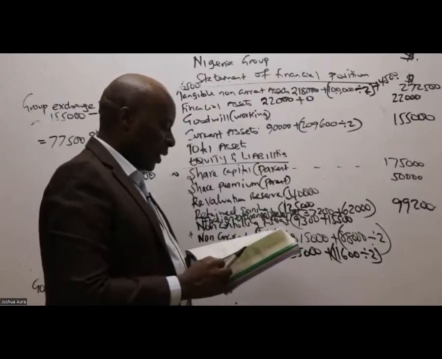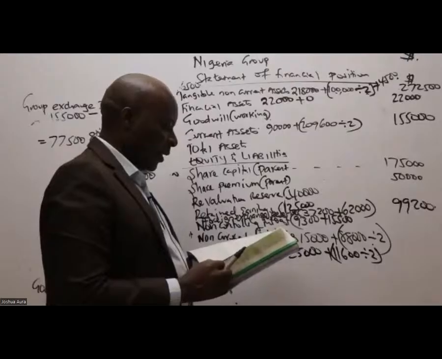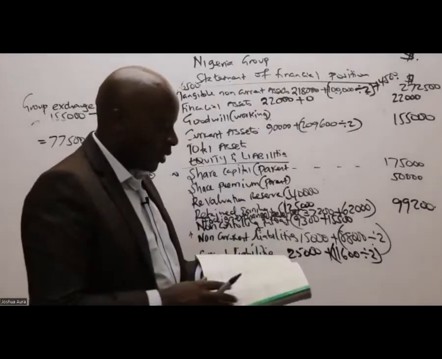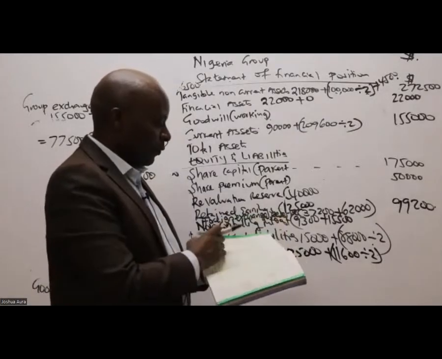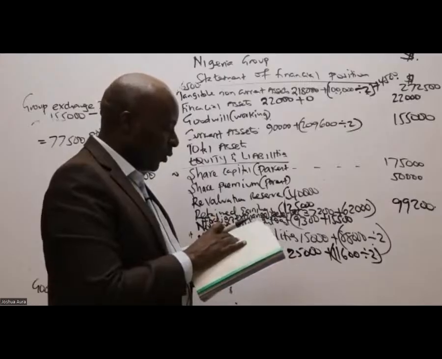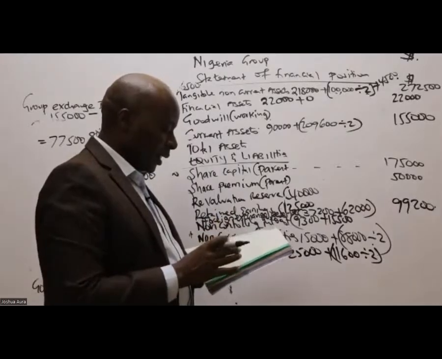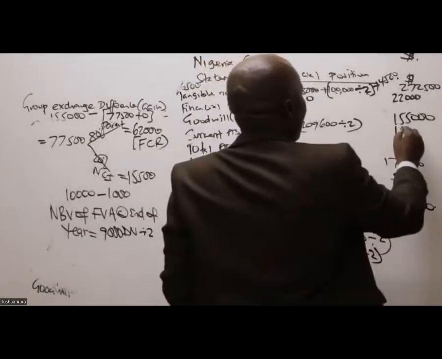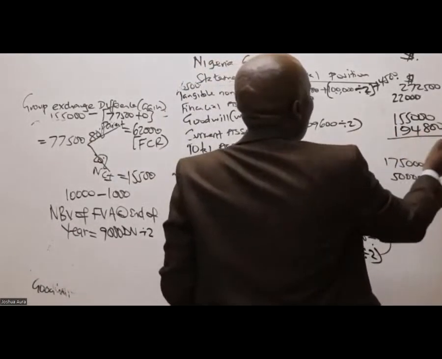Is there somebody who is able to give us the current assets? They say it is 194,800. Current assets is 194,800. So come and give me the total.